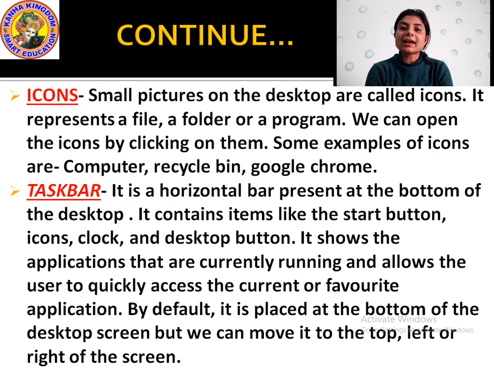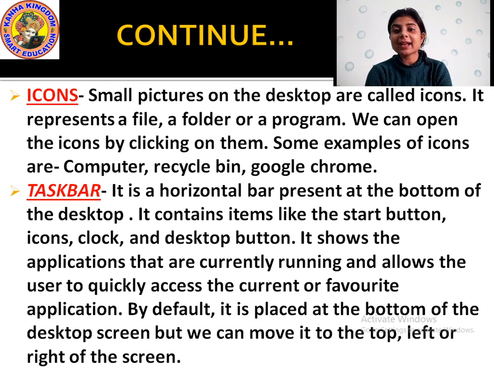Understood? Then the taskbar. Now what is this taskbar? It is a horizontal bar which is present at the bottom of the desktop, that means the downside of the desktop. It contains items like the start button, icons, clock, and desktop button. And what are the constituents of this taskbar? It contains the start button, icons, clock, and desktop button.